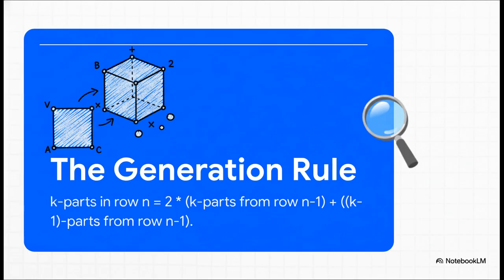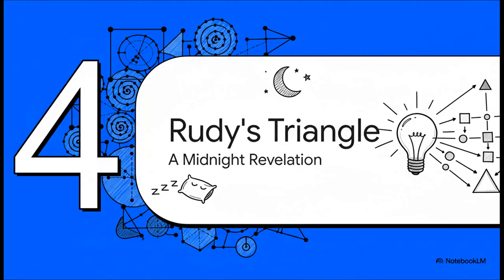Then you add the number from the column to the left, which is the number of vertices on the square, or 4. 8 plus 4 is 12. And there you have it, 12 edges on a cube. It worked for every single number on the chart. So they had found these incredibly powerful patterns.